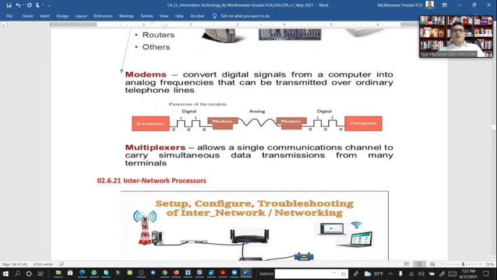So what is a modem? A modem converts digital signals from a computer into analog frequencies that can be transmitted over an ordinary telephone line. From the computer, the input goes through the binary system, they take it digitally through the modem, and again analog, again modem, and digital output. Again we are giving the output of that communication. A multiplexer also allows a signal communication channel to carry simultaneous data transmission from many terminals.